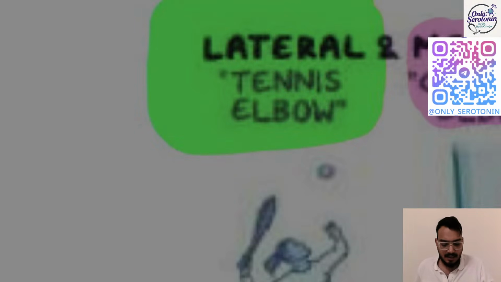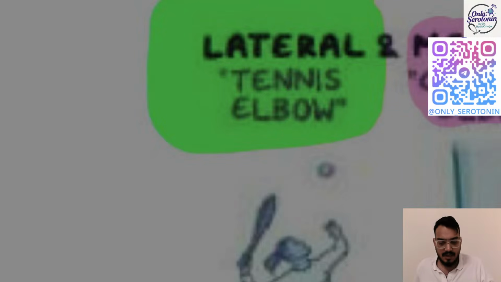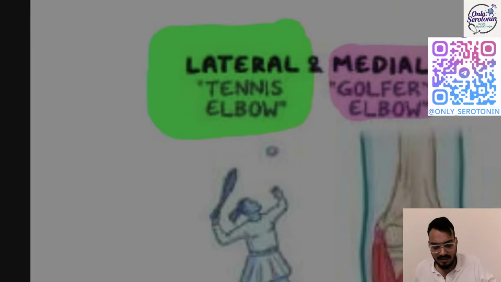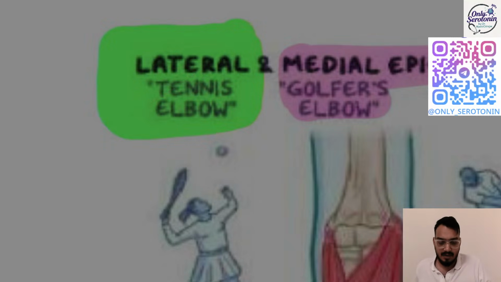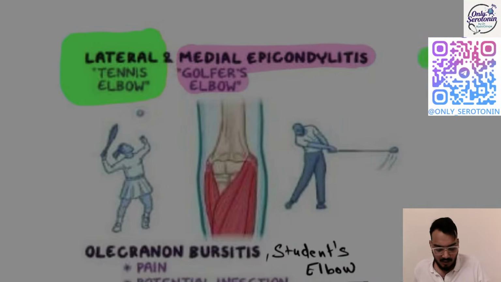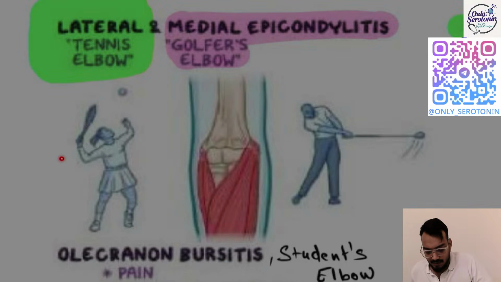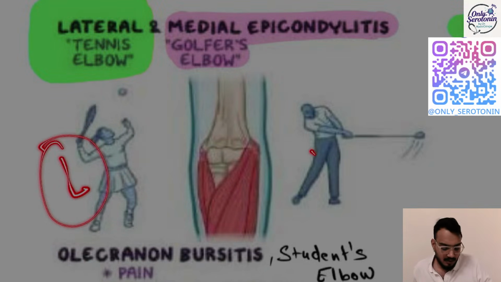First is my lateral epicondylar inflammation. Inflammation of lateral epicondyle is giving me what, guys? It is giving me the tennis elbow. Inflammation of medial epicondyle is going to give me the golfer's elbow. Tennis elbow, lateral epicondyle; golfer's elbow, medial epicondyle.